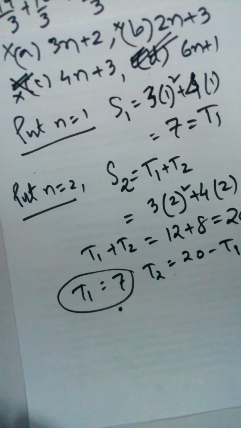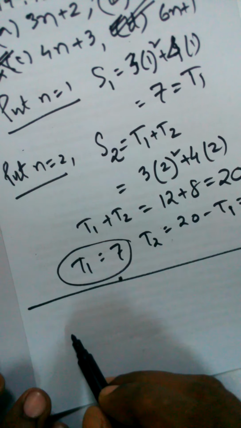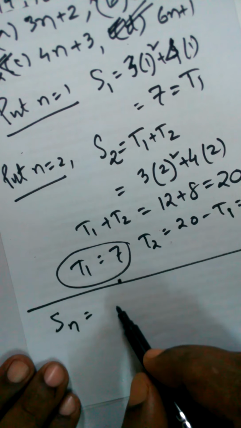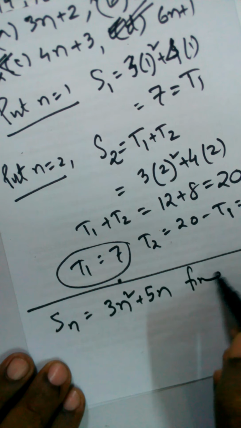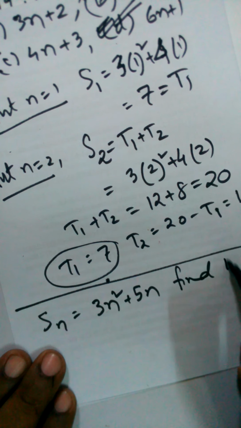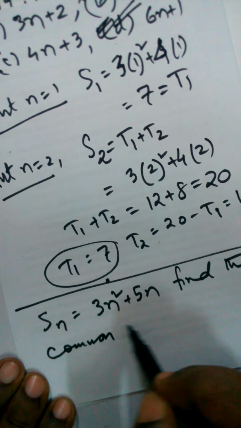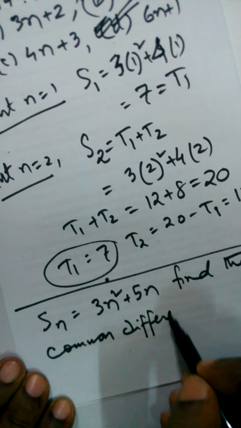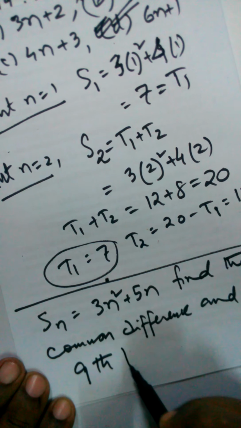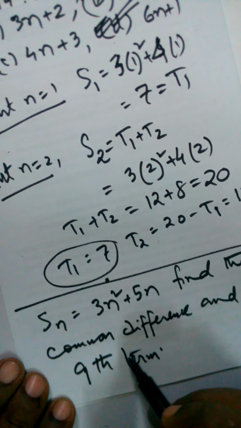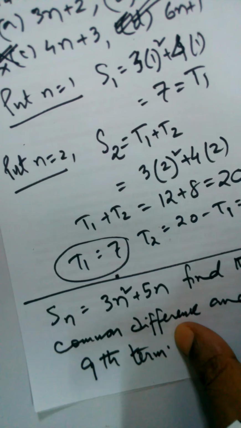So that's all your idea. Now I want to do one more problem of this kind. This is a very important type. The sum of n terms of an AP is 3n square plus 5n. I am asking you two questions: find the common difference and the ninth term. So find the ninth term of this sequence and also the common difference.